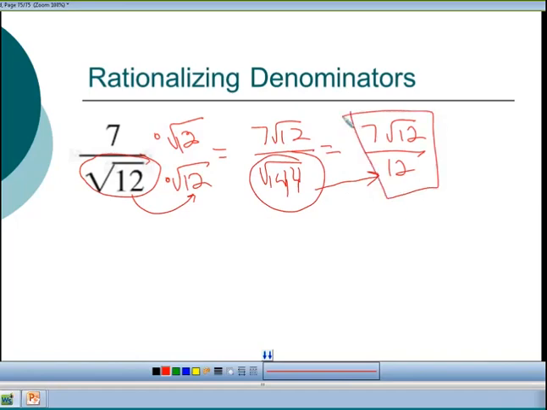So this is rationalizing the denominator. So this is an irrational number, irrational.